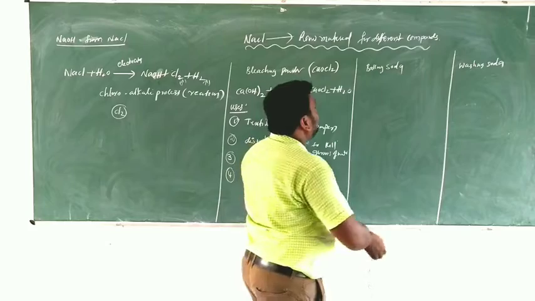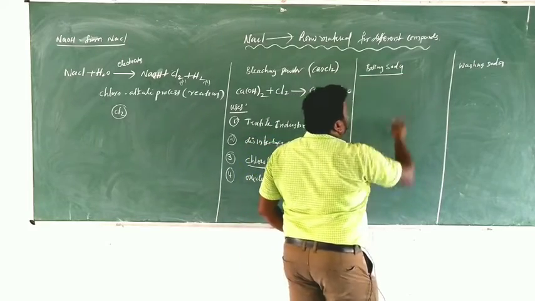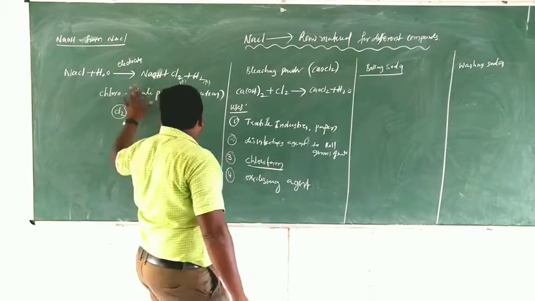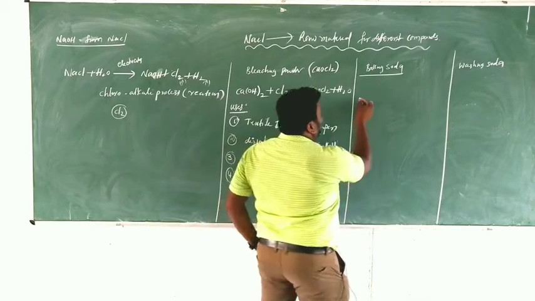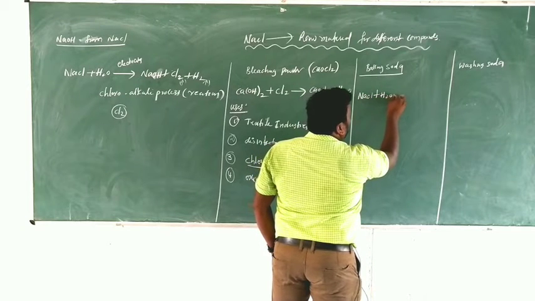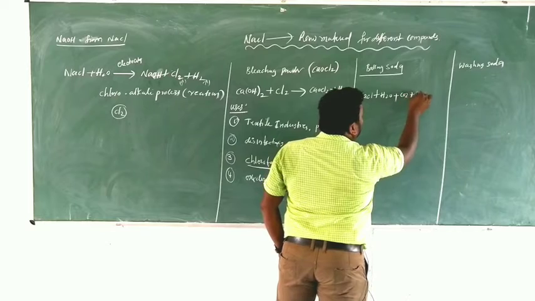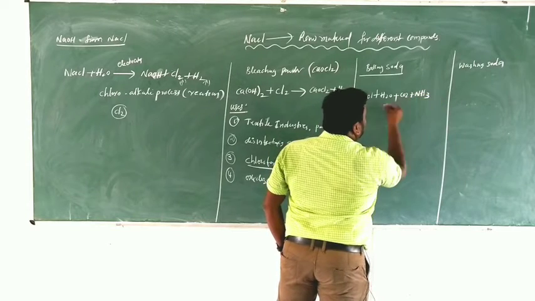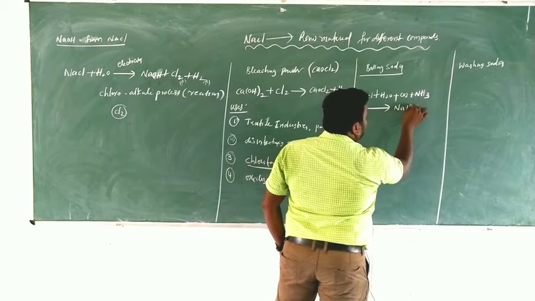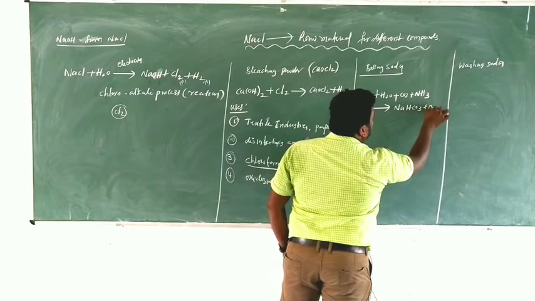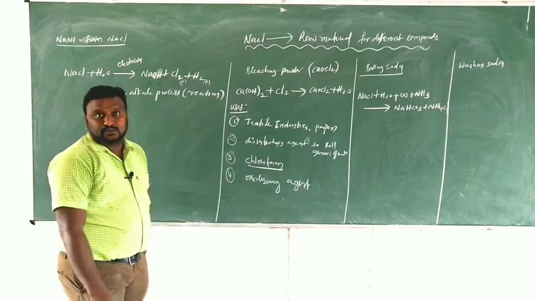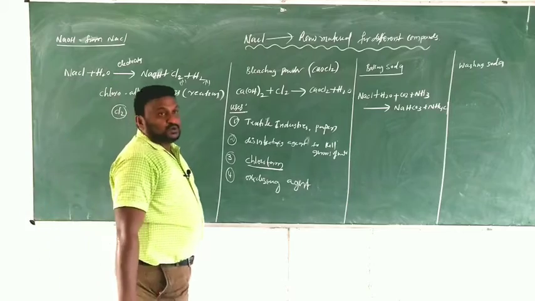And next thing here, baking soda. This baking soda is also derived from NaCl only. That is: NaCl plus H2O plus CO2 plus NH3 gives rise to NaHCO3 plus NH4Cl. Clear? Baking soda means what?